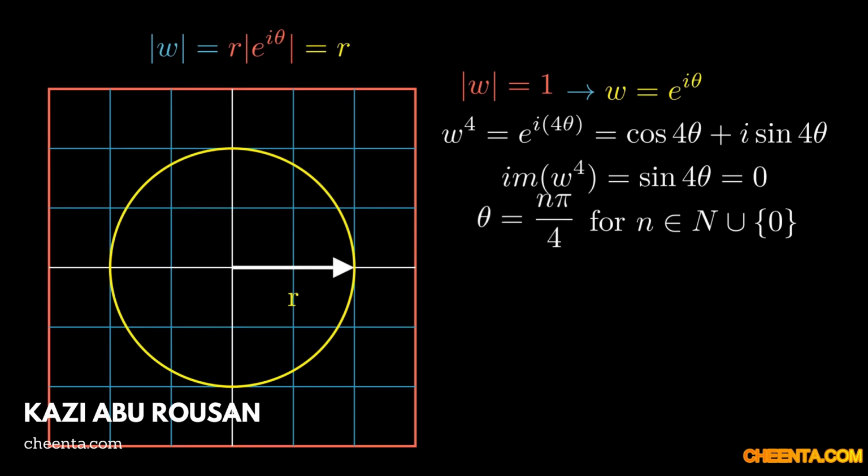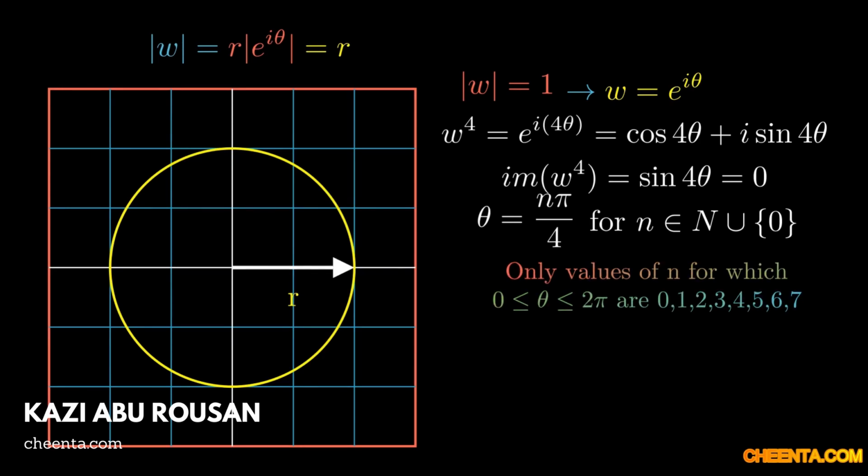But remember, for uniqueness, theta must be in the range 0 to 2 pi, and we cannot include 2 pi because it is actually the same point as 0. So the only possible values of n are 0 to 7, and hence the number of complex numbers which satisfy our condition is 8. And this is the beautiful solution of the particular problem. So I hope you guys have understood this.